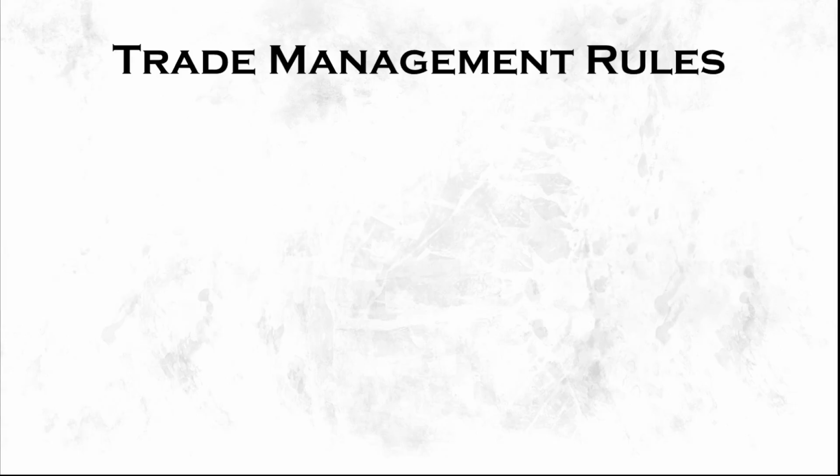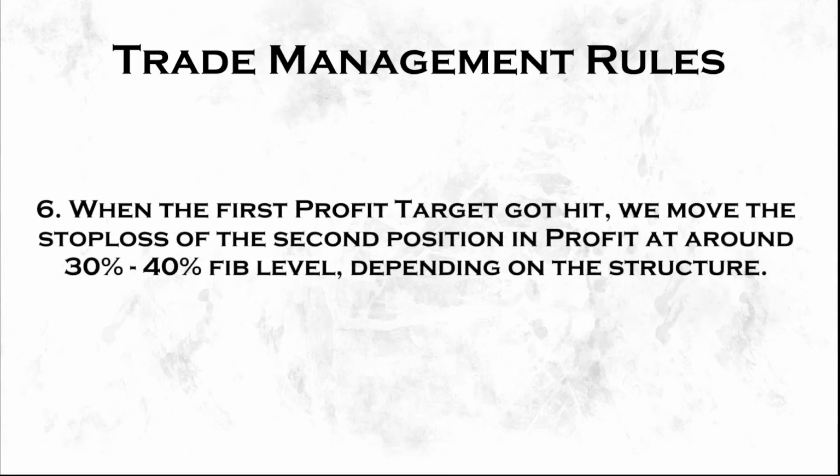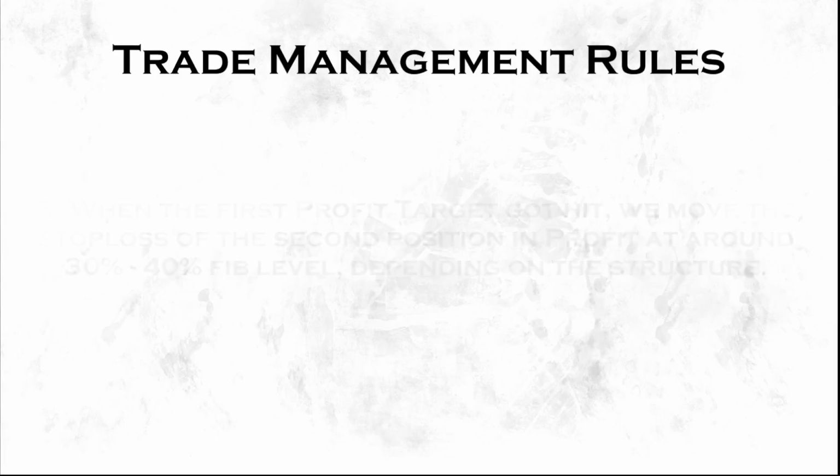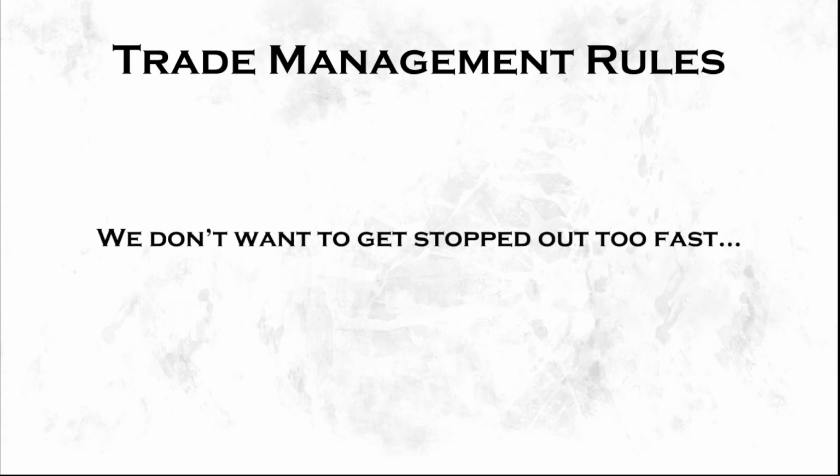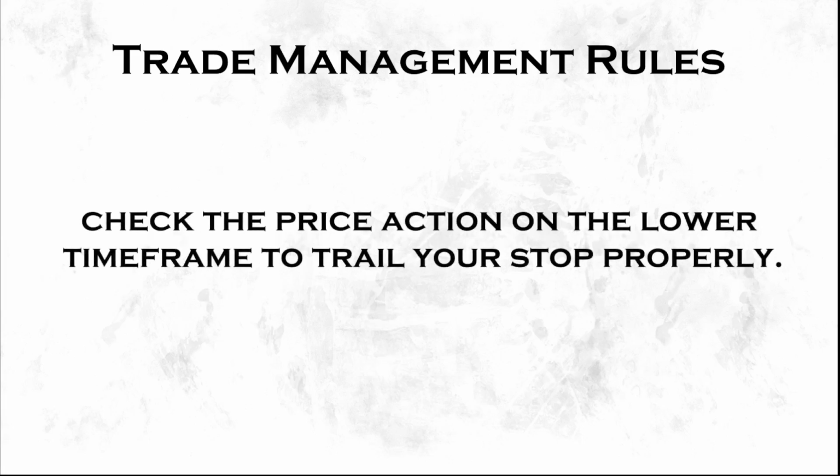Then rule number 6 is when the first profit target got hit, we moved the stop loss of the second position in profit at around 30% or 40% Fibonacci level, depending on the structure that we can see around that area. And we don't want to get stopped out too fast, alright? So you have to check the price action on the lower time frame to trail your stop properly.